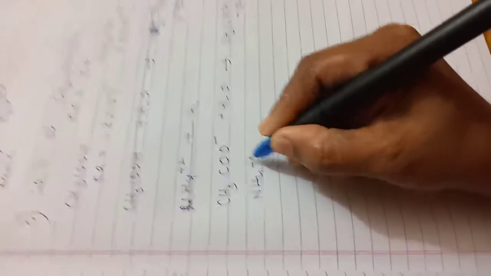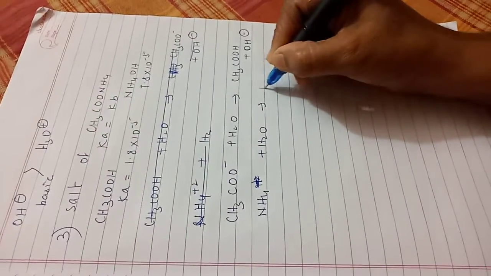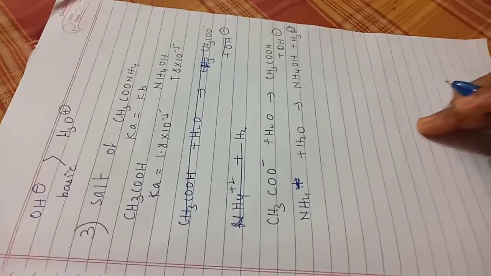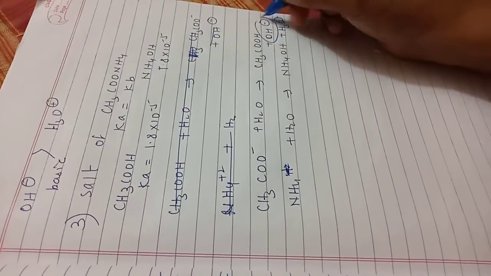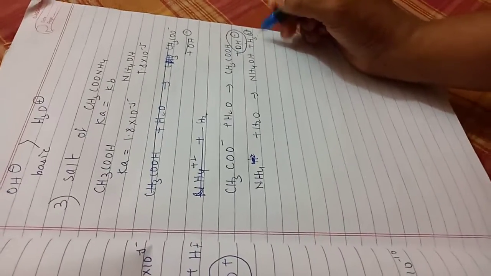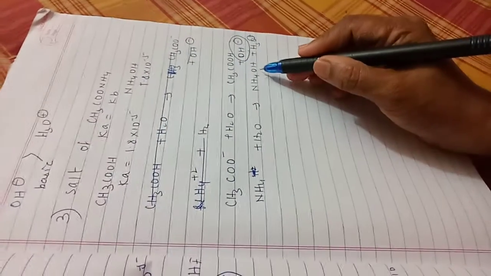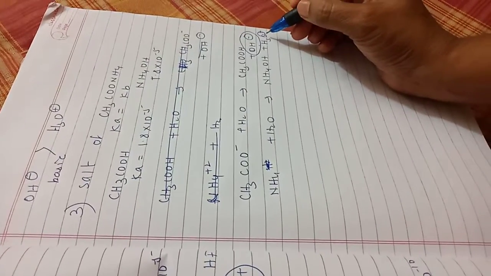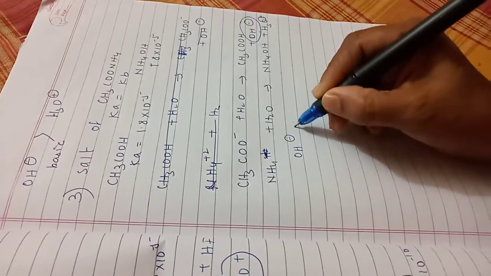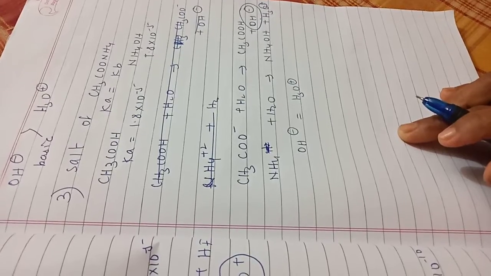Ammonium ions react with water to form ammonium hydroxide and H3O plus, but the amount of OH produced is equal to the amount of H3O plus produced. Acetate ions react with water to form acetic acid. Ammonium ions react with water to form ammonium hydroxide. The concentration of OH minus is equal to H3O plus. Hence, the solution is neutral. How is the solution here? The solution is neutral. That's it.